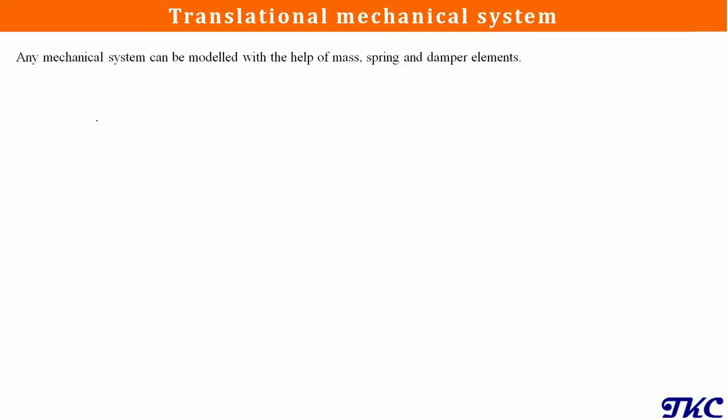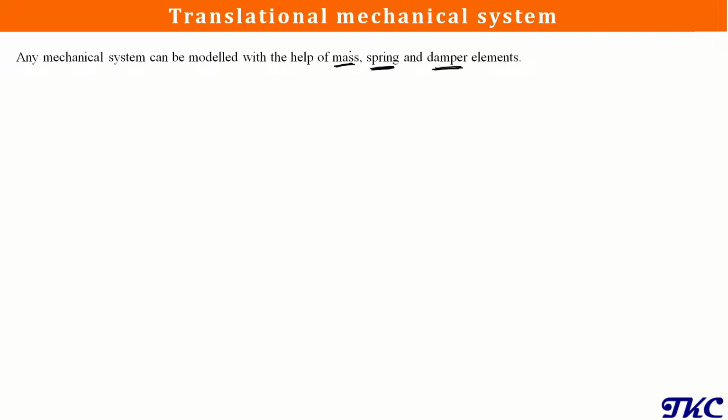Whenever we have a mechanical system and we want to describe it, we need to know the mass of that system, the stiffness property of that system, and the energy dissipating elements in that system. If we know these three elements, we can describe the mechanical system with the help of mathematical equations. So in order to model any mechanical system, we need to find the mass, the stiffness, that is the spring element, and the energy dissipating element, that is the damping element.